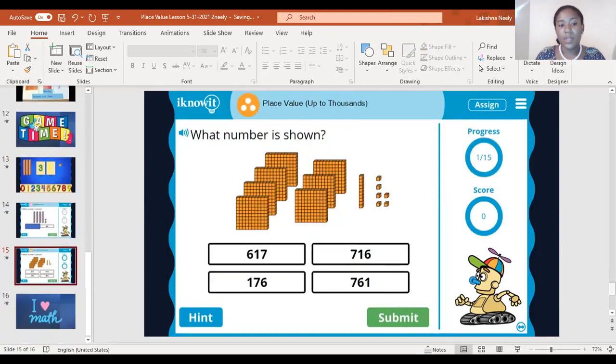Now let's see what number is shown here. Let's count together. These are what type of blocks? Correct, 100 blocks. This is a tens block and these are ones blocks. So let's count them. Yes, we count by 100. 100, 200, 300, 400, 500, 600, 700. Wonderful. So we know it's 700.